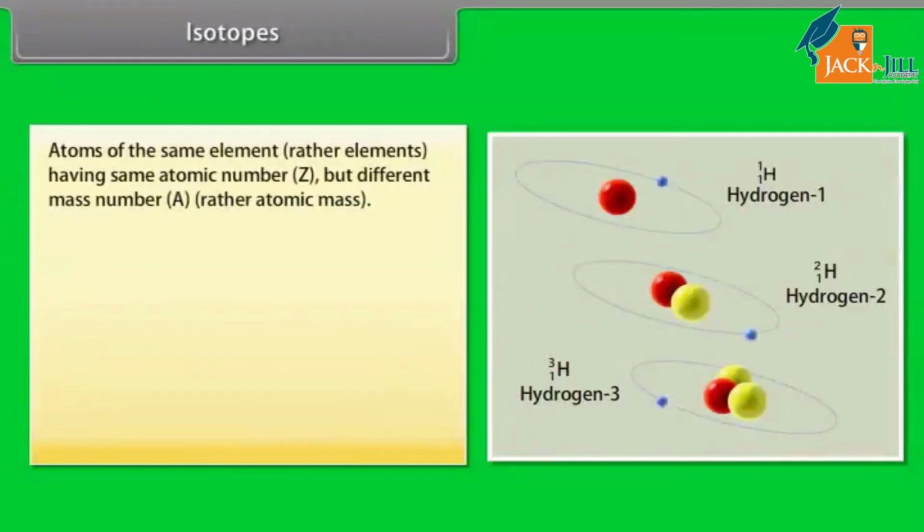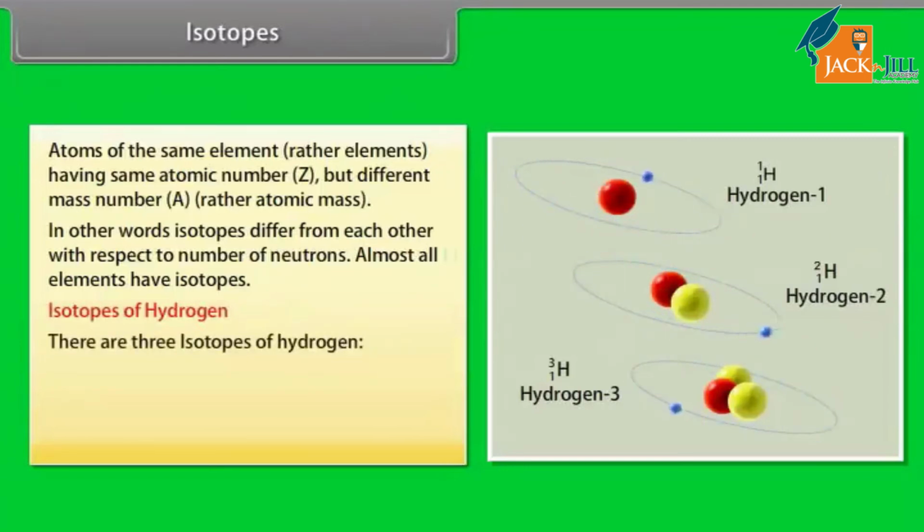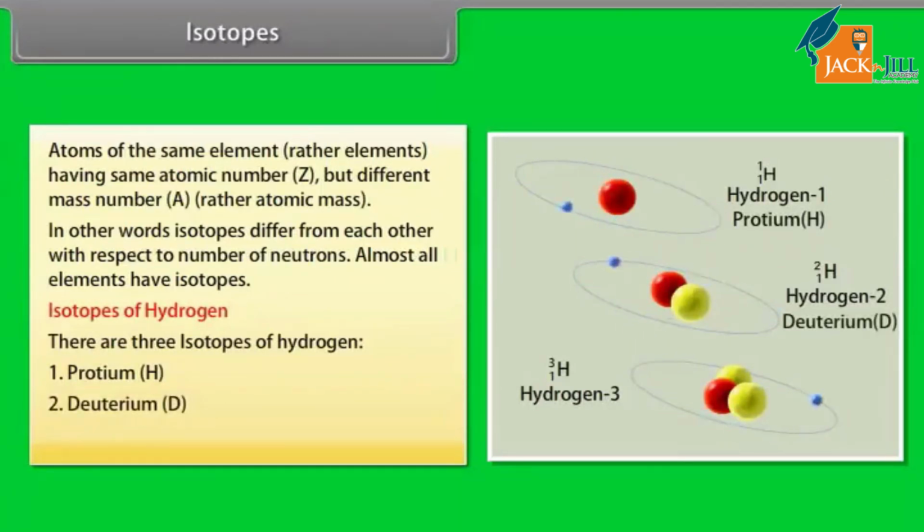Isotopes are atoms of the same element, rather elements having the same atomic number, Z, but different mass number, A, rather atomic mass. In other words, isotopes differ from each other with respect to the number of neutrons. Almost all elements have isotopes. Isotopes of hydrogen. There are 3 isotopes of hydrogen: 1. Protium. 2. Deuterium. 3. Tritium.